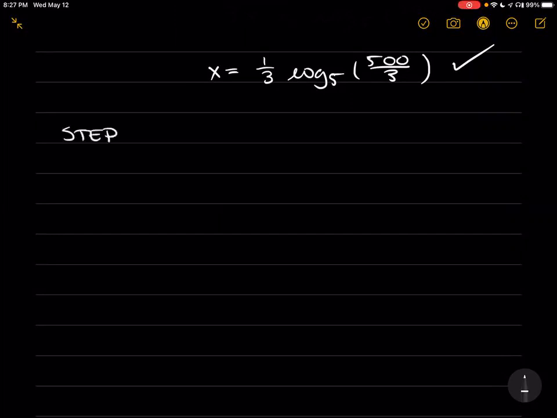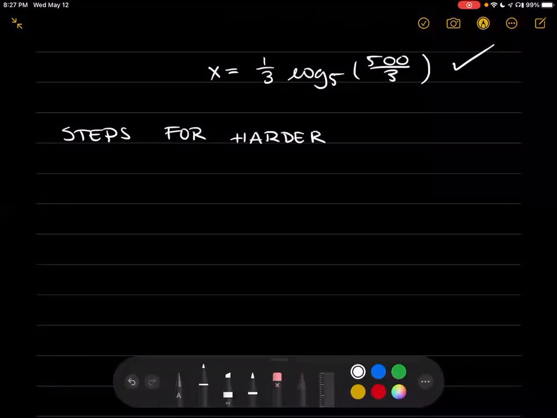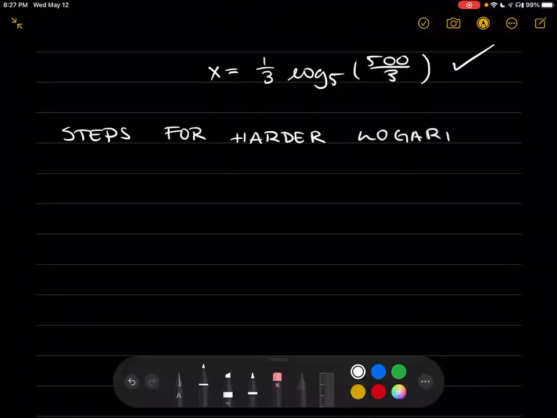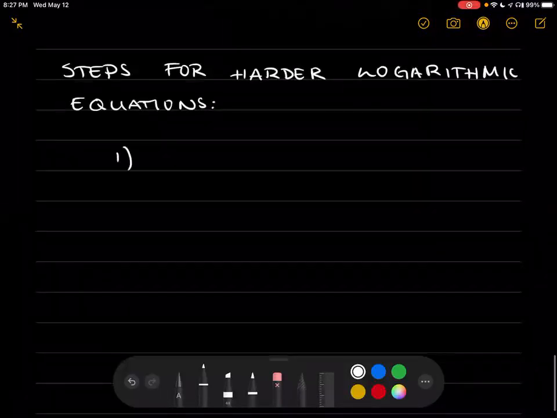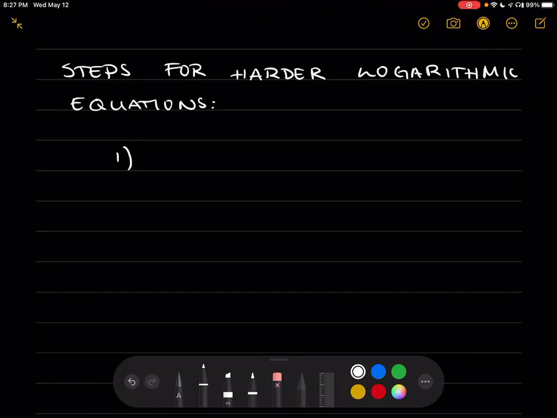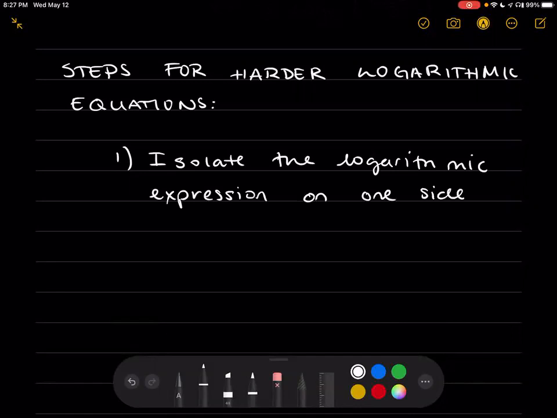Steps for harder logarithmic equations. As with the first step in exponential equations, the first step here is we're going to isolate the logarithmic expression on one side of the equation.